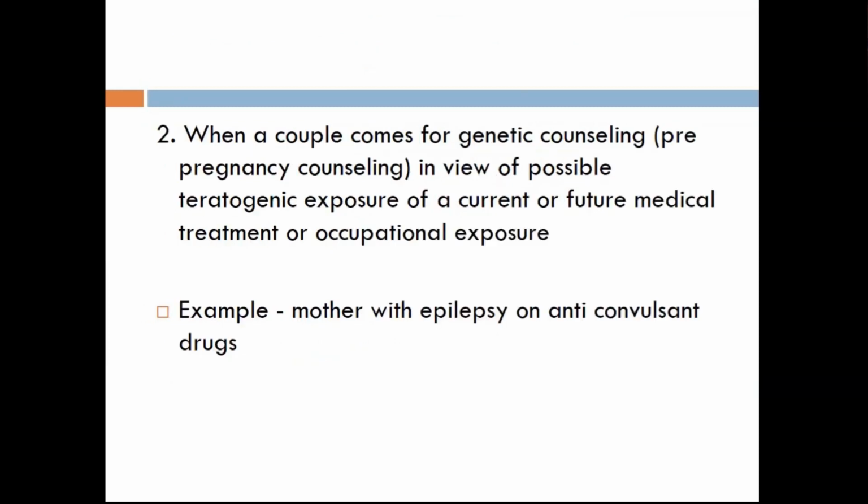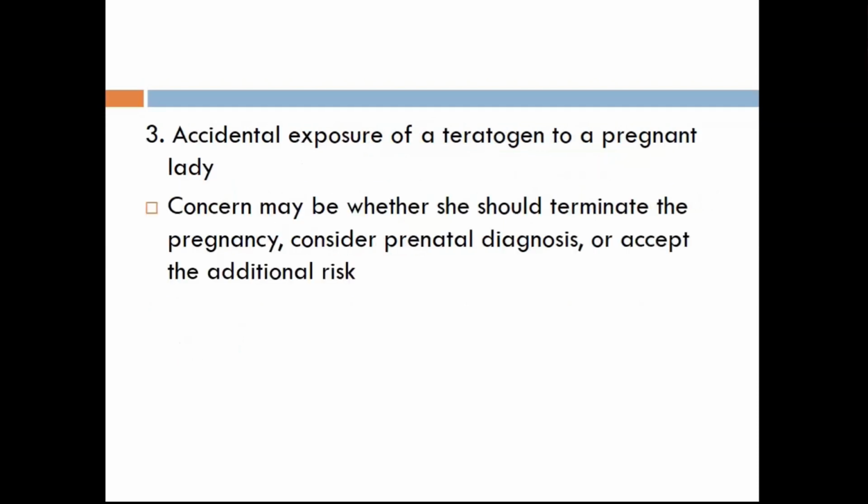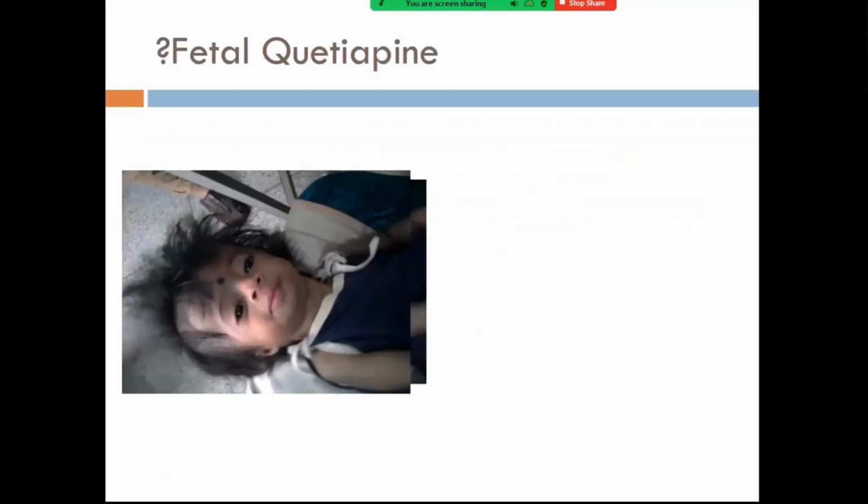Second, when the couple comes for genetic counseling, pre-conceptional counseling for possible teratogens, like the mother already being on anticonvulsant drugs, or already on warfarin for prosthetic heart valves. And third is accidental exposure. This is probably very common, and the patient asks me whether she should terminate the pregnancy, consider prenatal testing, or accept the additional risk associated with it. So these are the three situations.